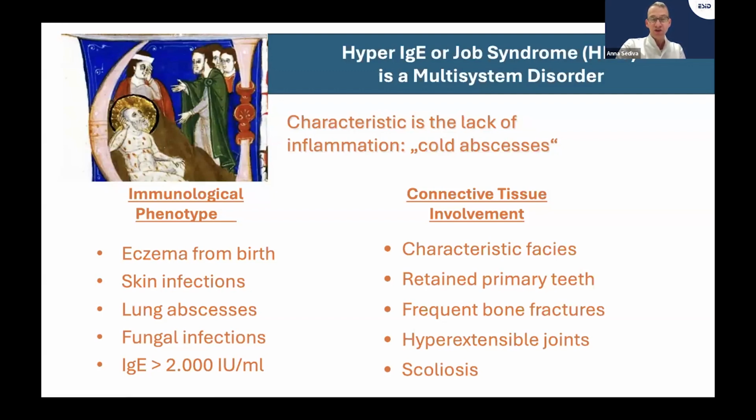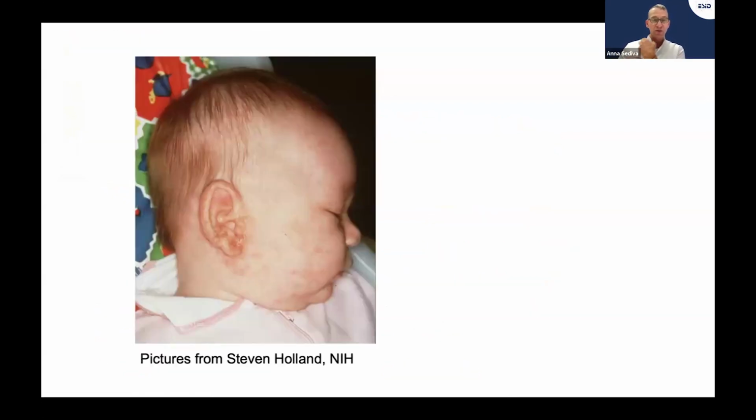In addition to the immunological phenotype, however, patients with Job syndrome or hyper IgE recurrent infection syndrome also have connective tissue involvement. They have a characteristic face, they have retained primary teeth, so the baby teeth will not fall out, and the permanent teeth will erupt either in a double row or be blocked from eruption. Patients have recurrent bone fractures, hyperextensible joints, and scoliosis. And I'm showing you some pictures.